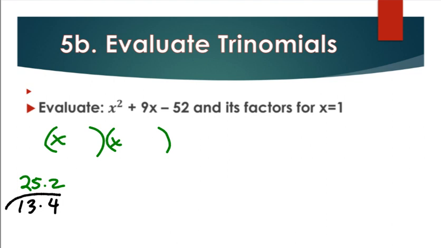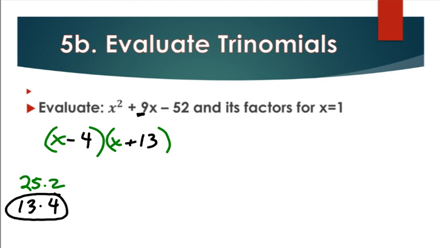But if you notice here, this is a difference of 9, and that's what the middle term is. So one of them's got to be negative, one's got to be positive. The middle term is positive, so the bigger number has to be positive. So that's going to be a positive 13. This one's going to be a negative 4.